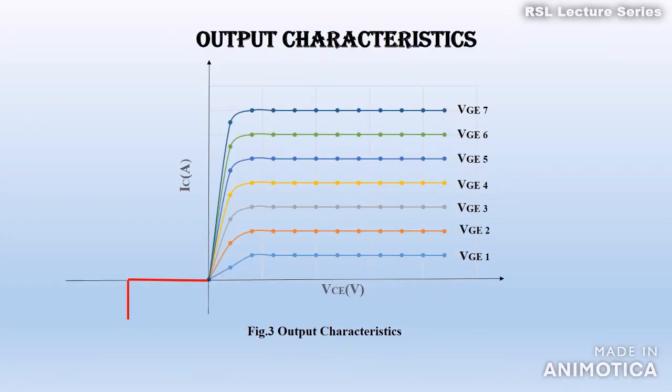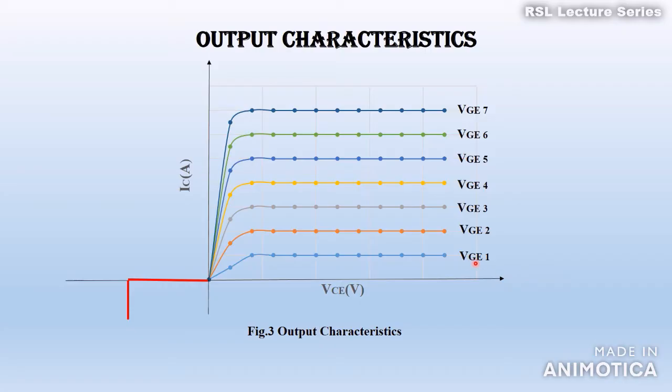Now we will see the output characteristics. The output characteristics are drawn between VCE and IC, keeping the gate emitter voltage at a constant value. Initially, the gate emitter voltage is kept at one particular value, say VGE1. Now if VCE is increased, the collector current remains almost constant. Even if we increase the collector emitter voltage, the collector current will not increase, because the collector current mainly depends upon the gate emitter voltage.